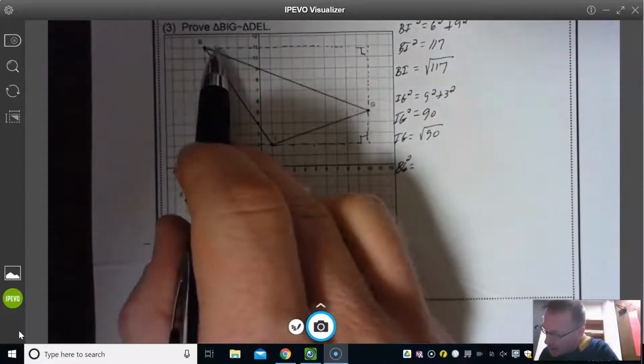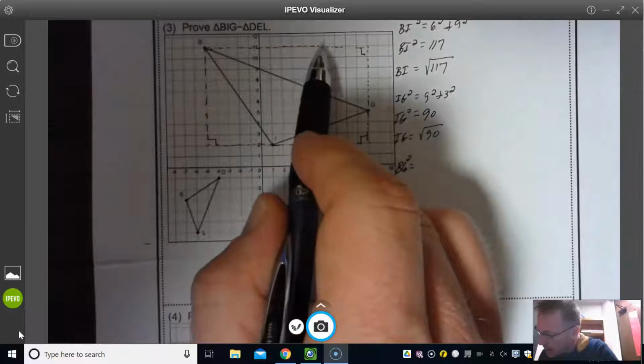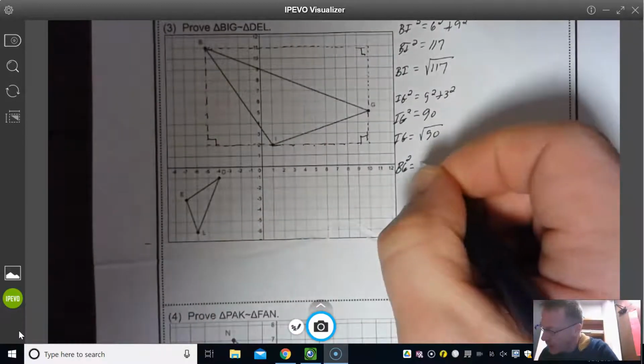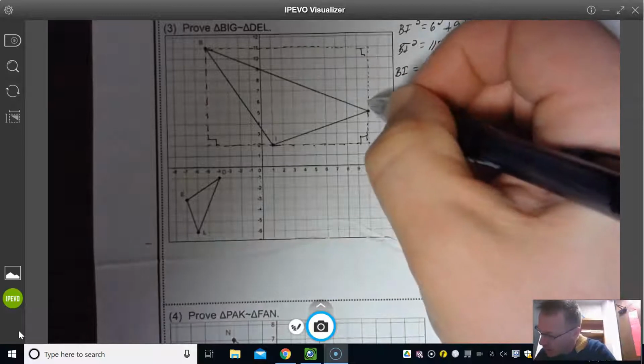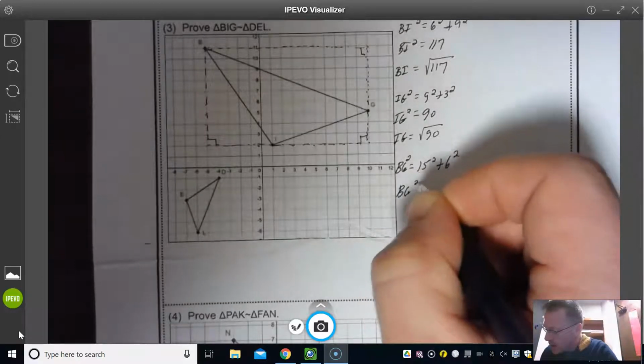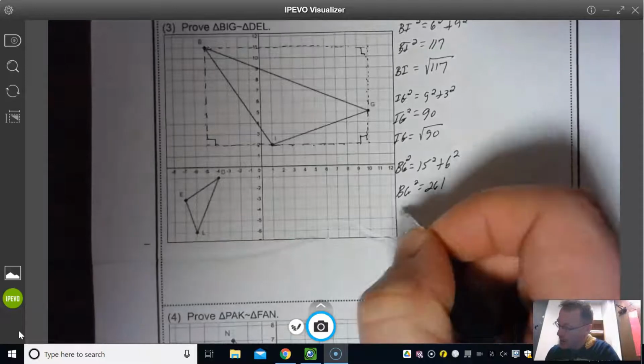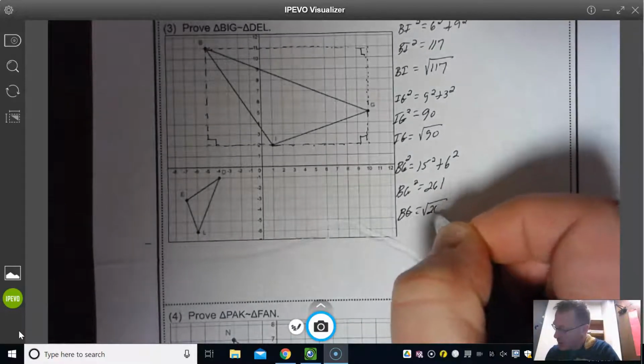All right, so when I look at this, 1, 2, 3, 4, 5, 6, 7, 8, 9, 10, 11, 12, 13, 14, 15 squared, plus 1, 2, 3, 4, 5, 6 squared. So BG squared equals 15 squared plus 6 squared. Let's see what we get here, if I can hit the right key on my calculator. Let me try that again. 15 squared plus 6 squared is 261, so BG is equal to the square root of 261.